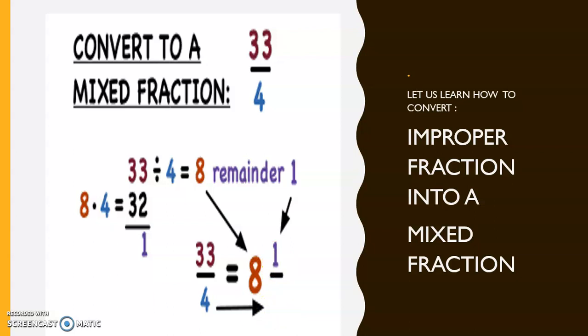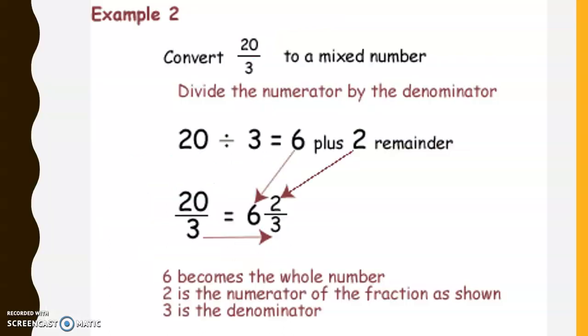Now let me move forward and give you one more example here. Convert 20 upon 3 into a mixed number. So we will divide 20 by 3. Quotient is 6 and remainder is 2. So the quotient becomes the whole number, the remainder is the numerator, and the denominator remains the same. So 20 upon 3 is equal to 6 2 upon 3.